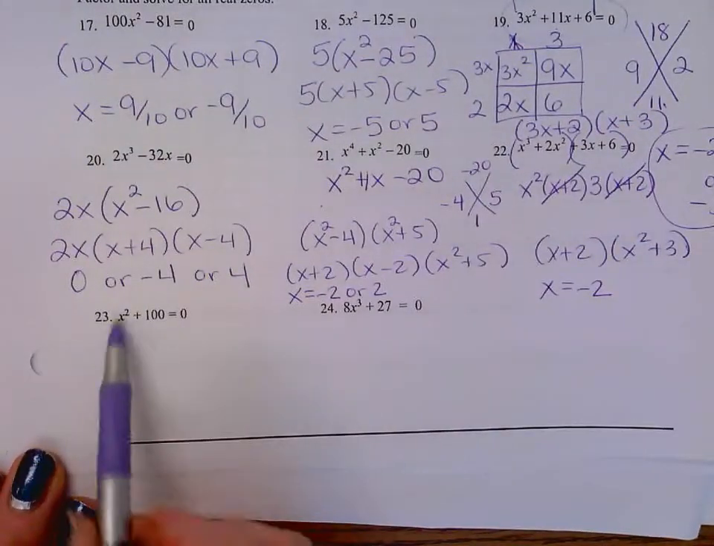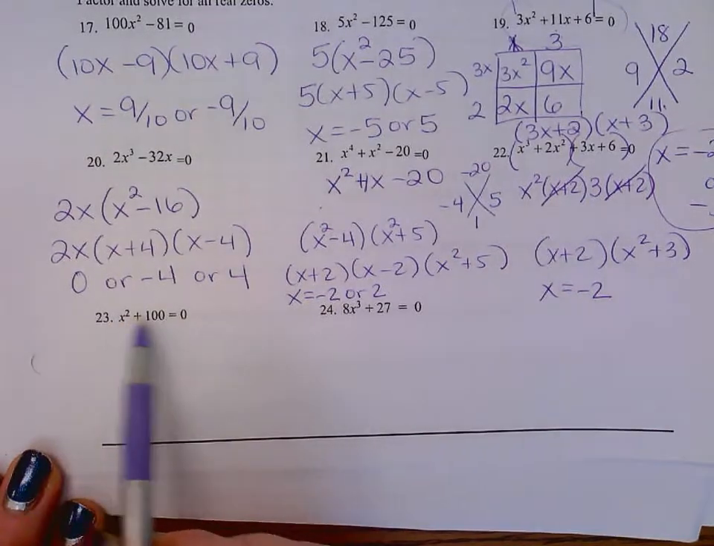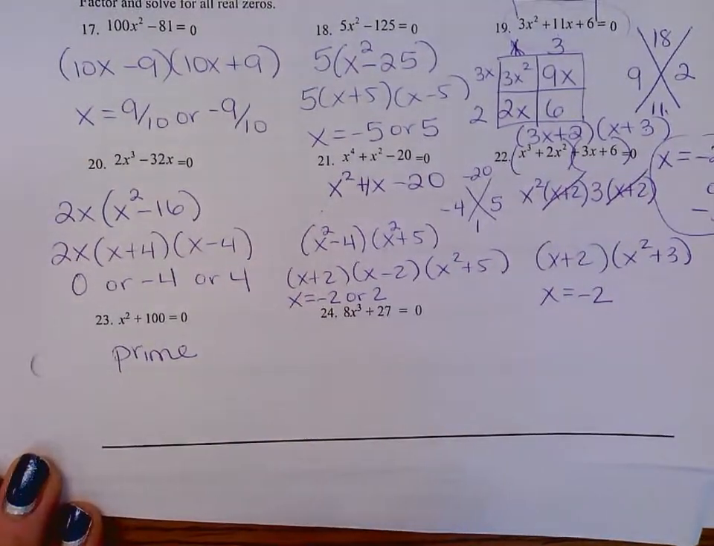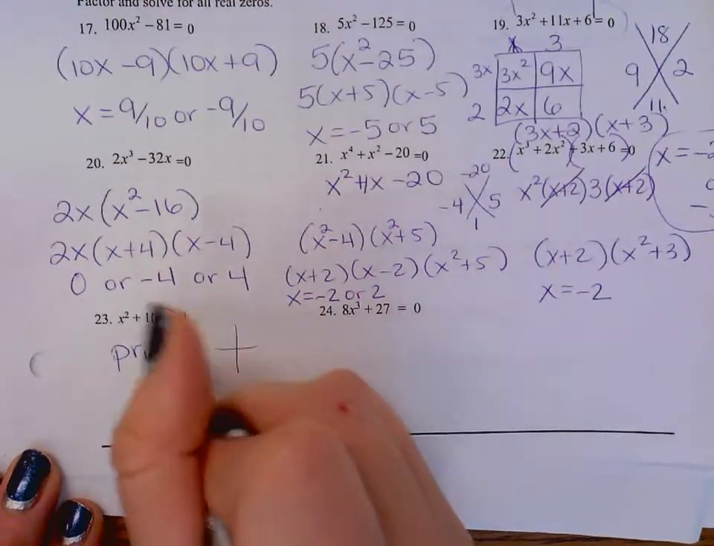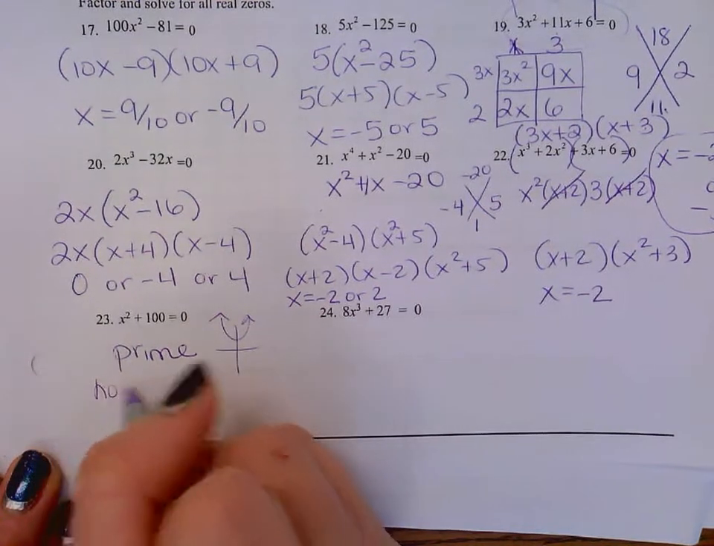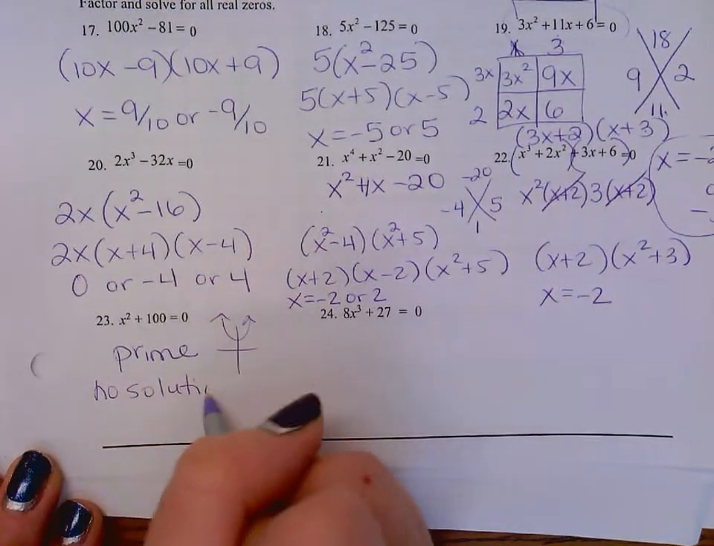Number 23, that's the sum of squares, so that's prime. And it actually has no solution because it's a quadratic that's been raised up to the 100th. So x has no solution. It's not factorable and it has no solution.